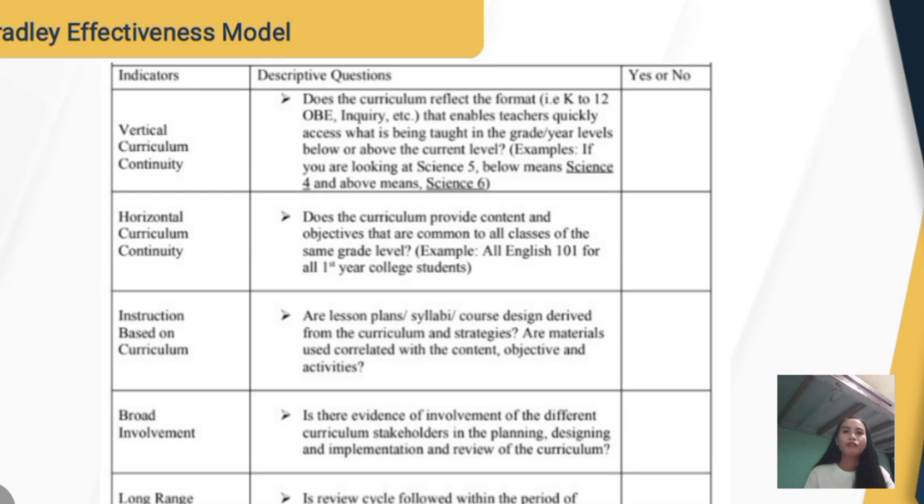Okay, so the first thing that you need to do on evaluating a certain curriculum is that alamin mo muna kung ano itong mga indicators na nakalagay dito. So, the first indicator here in Bradley, vertical curriculum continuity. So, when we say vertical curriculum continuity, ito yung progression across grade levels, no? The topics in one level connect logically to the next level.